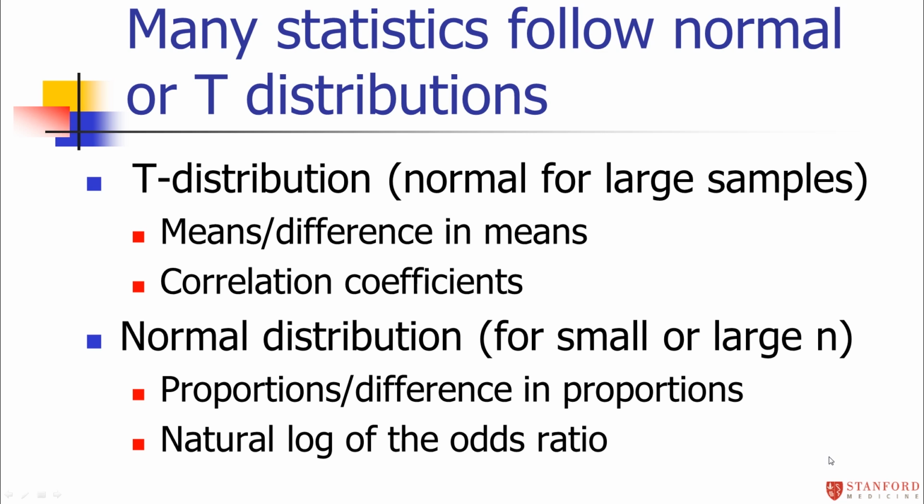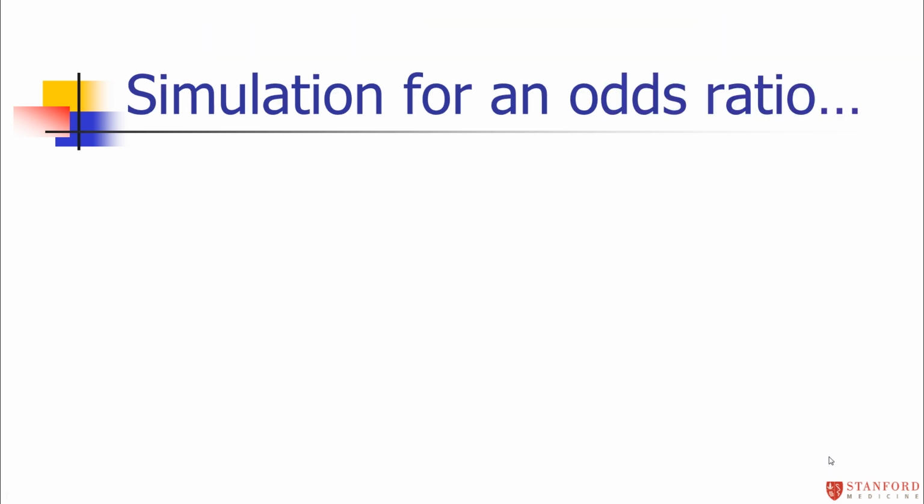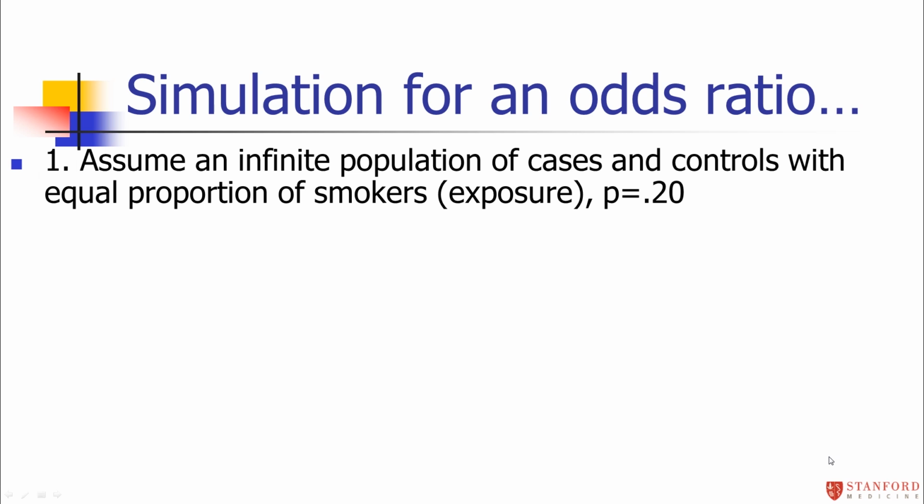So let me just end with this last statistic, the odds ratio. What's the distribution of an odds ratio? Let's do another computer simulation. You can see how much I love computer simulation. So let's do a simulation for an odds ratio to figure out the distribution of an odds ratio. So I'm going to say I'm going to be doing case control studies. So there'd be a reason to calculate odds ratios as I'm doing a case control study.